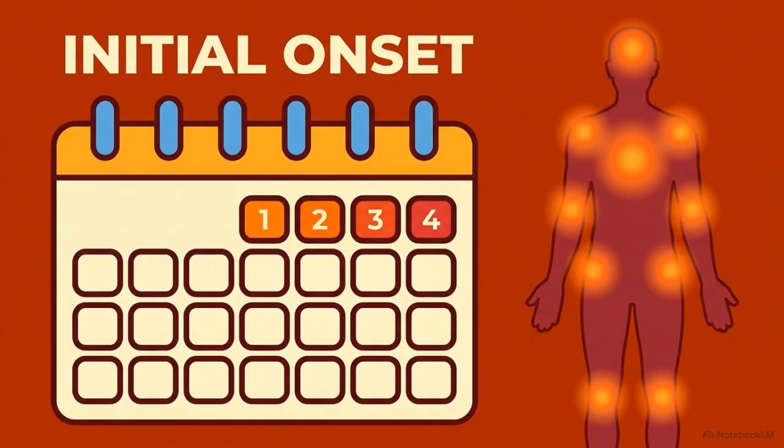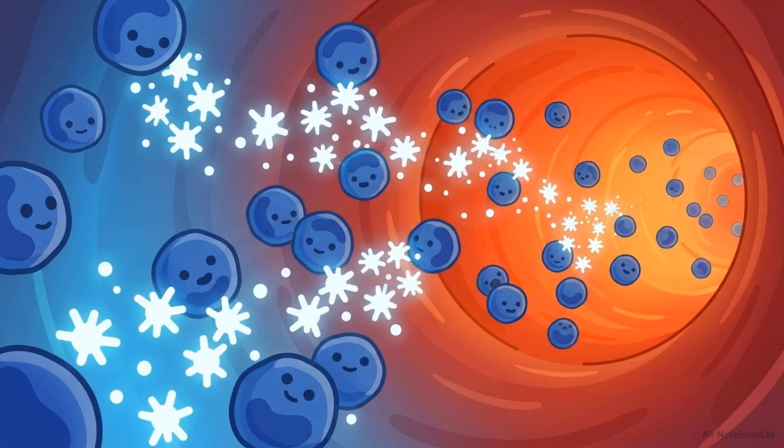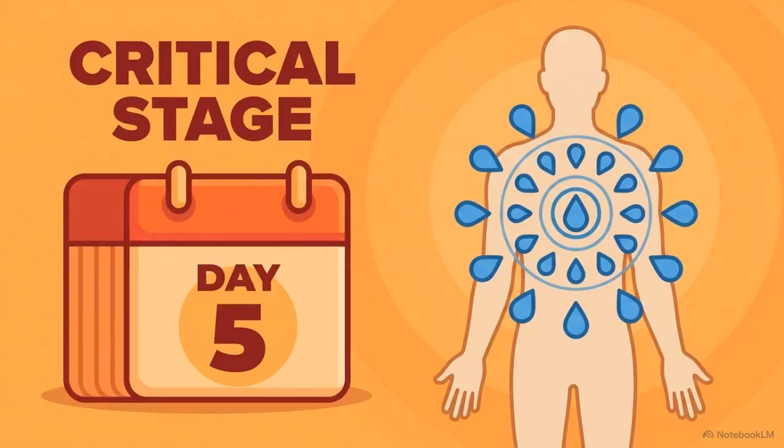During the dry phase, spanning roughly the first 4 days, the patient experiences a high fever and body aches. These are the result of the immune system's broad initial attempt to slow the viral spread. By day 5, the infection enters the wet phase.